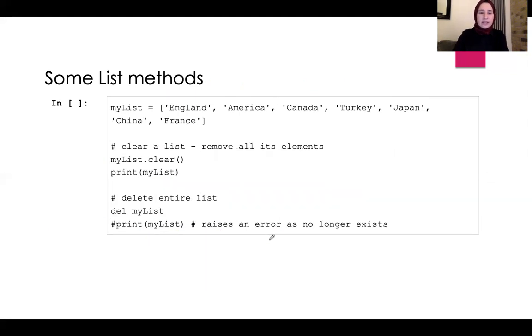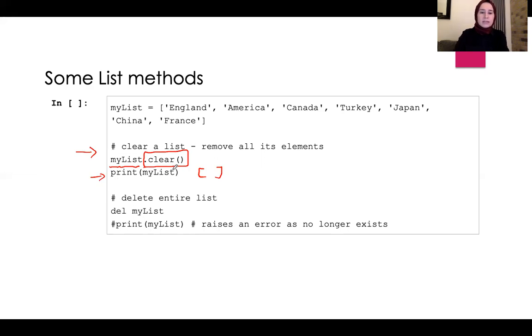So it is possible to clear a list and remove all its elements. We use the clear method for this. When you say my list, the name of your list, then dot clear, this is a method you can apply to clear all its elements. Then when you print it, it will return an empty list, as all the items are removed from this list.